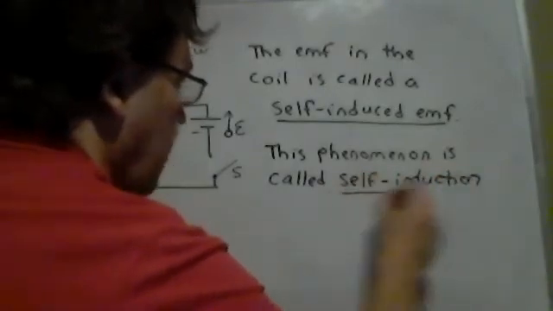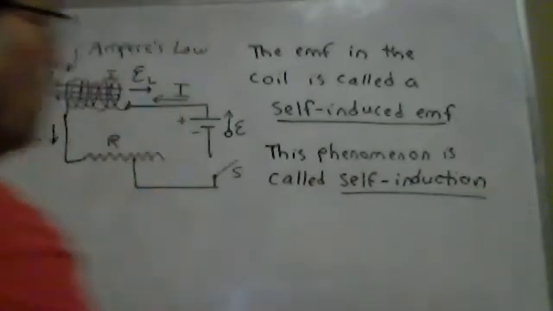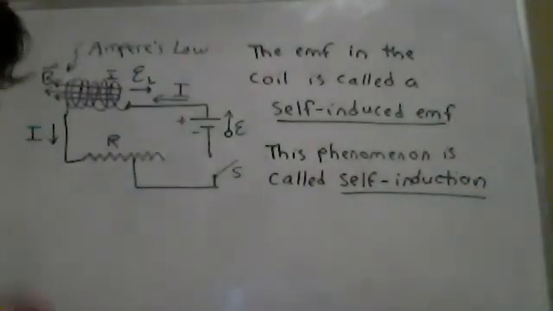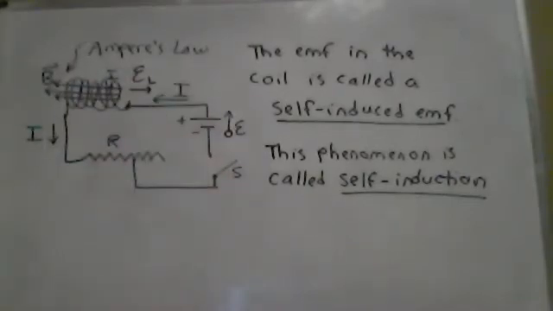That is why we put an inductor on a circuit. Self-induction. Okay, so let's look at how we can actually express the self-induction. We can express this self-induction in terms of the inductance. So how do we do that?